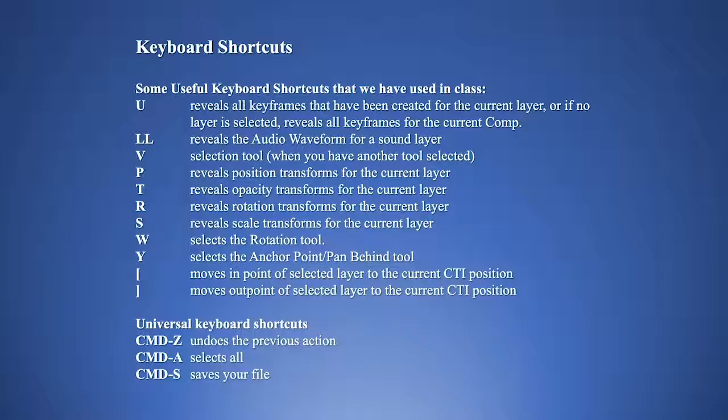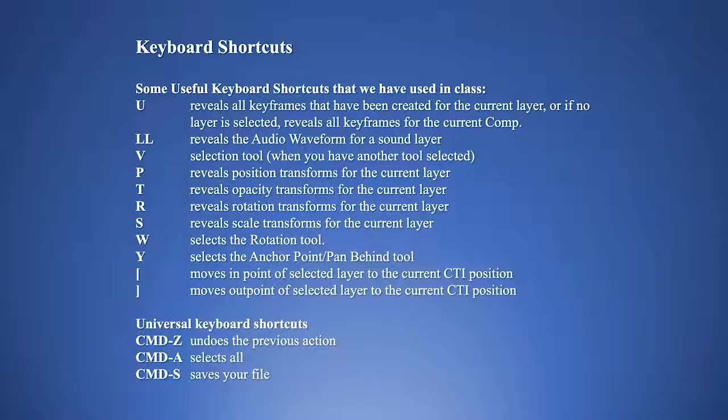A P reveals the position transforms for the current layer. A T reveals opacity transforms for the current layer. So think transparency, but it's opacity. An R reveals the rotation transforms for the current layer. The S reveals the scale transforms for the current layer. Pressing the W when you have a different tool selected will select the rotation tool. Pressing the Y will select the anchor point pan behind tool. That's the thing you use to change the location of the rotation point.